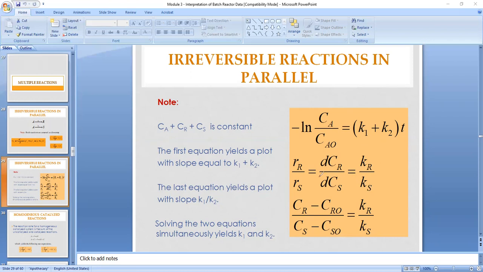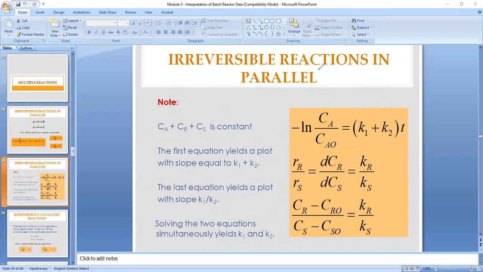Now, if you're going to use the graphical approach to the interpretation of the first equation that you are seeing here, if you're going to separate the ln's based on the property of the ln, you will have a linearized equation.